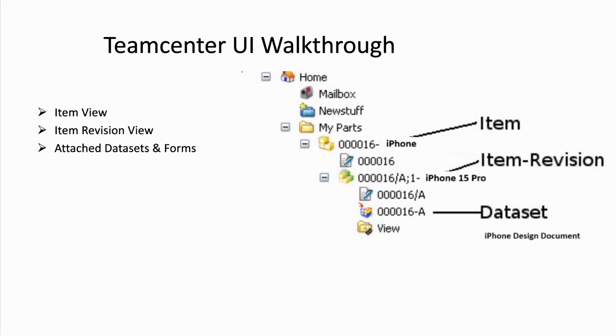In this slide, we can clearly see how an item looks and an item revision looks. As you can see, iPhone is the item and iPhone 15 Pro is the item revision. Just under that, you can see the dataset as well, which has iPhone design documents like measurements, specifications, RAM, ROM, camera, features, and all can be noted here. And also, you can see the structure. Item revision is under the item. So we can say item acts as a primary one and item revision is like a secondary one.